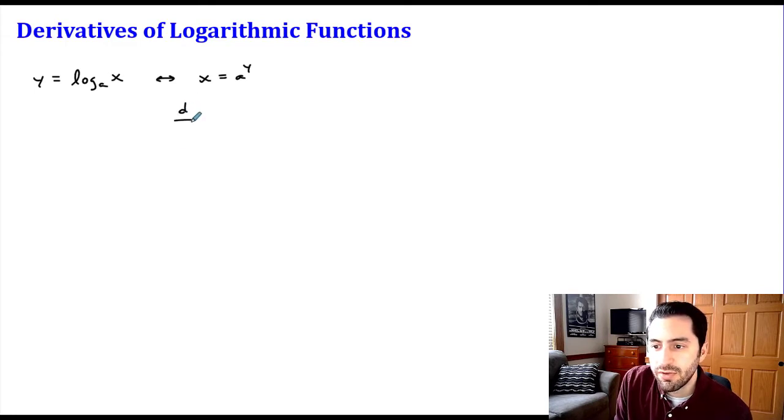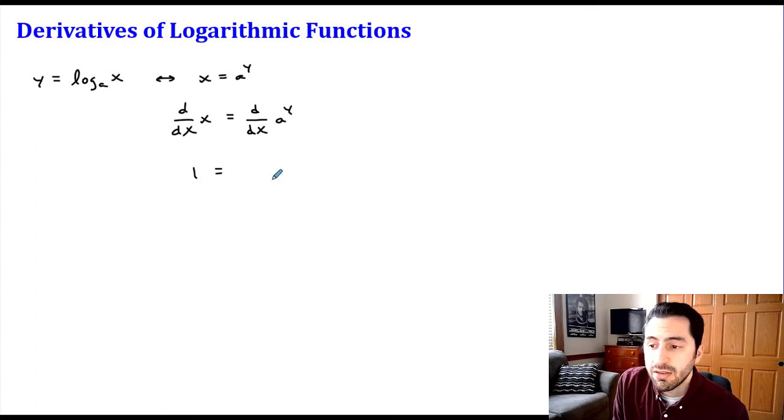So let's take the derivative with respect to x of both sides. On the left-hand side, we're just taking the derivative of x, which is just equal to 1. And on the right-hand side, we're taking the derivative of this exponential, which, if you remember, is equal to the exponential itself times the natural log of whatever the base is. And since this is with the variable y, we are going to include dy over dx.